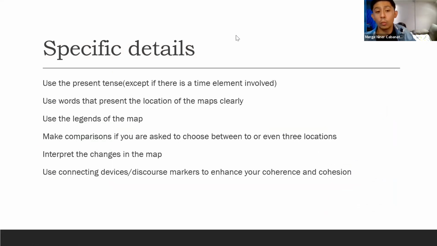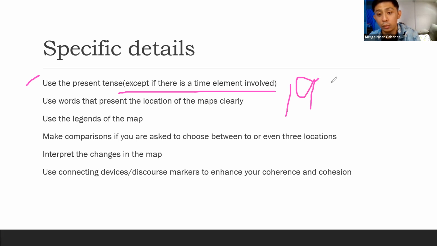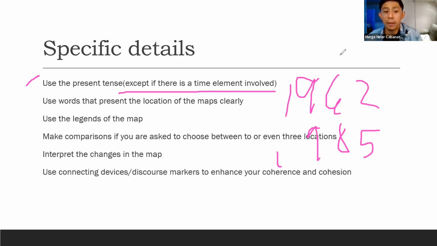Specific details. What are the guidelines in doing the specific details? Number 1, use the present tense, except if there's a time element involved. Definitely, if there's a time element involved like 1962, 1985, then you will be using the simple past tense.